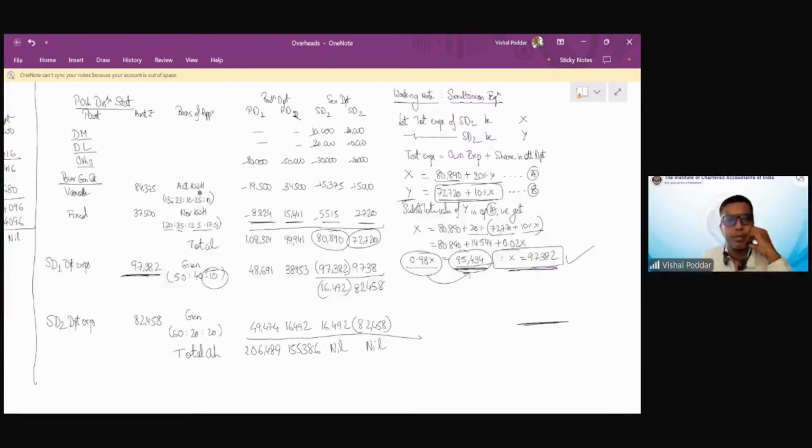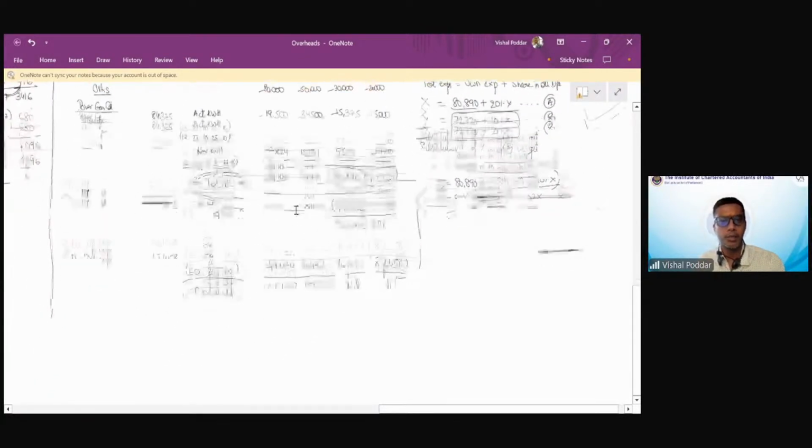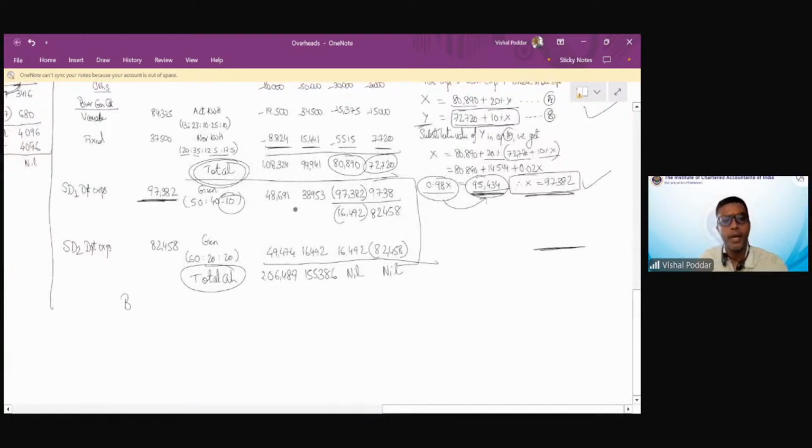So students, in this sum, we first did primary distribution. This is my primary. Then I did secondary distribution where I used the equation method. And now I have got total overheads of each of my departments, that is production plus service. Now I will use my base. And when I divide this total overheads by my base, I will get my overhead recovery rate, which is in short called ORR. You can also call it overhead charging rate or overhead absorption rate.